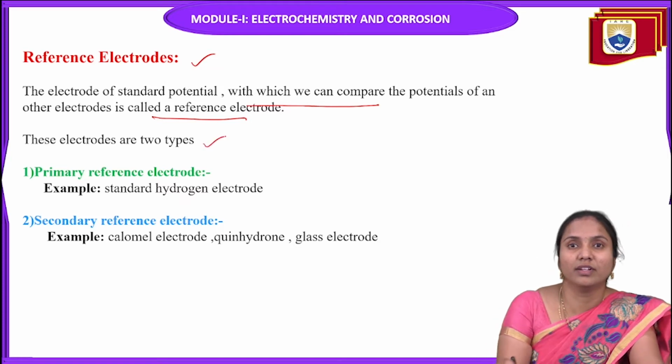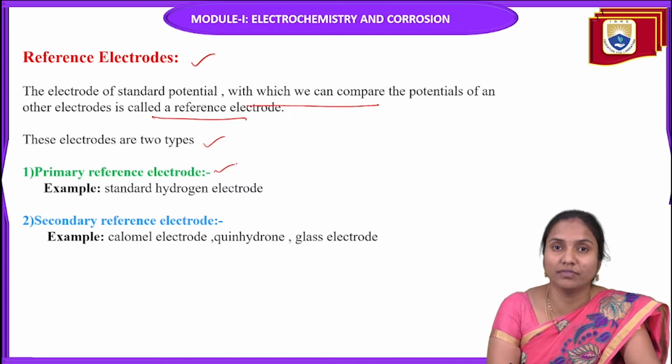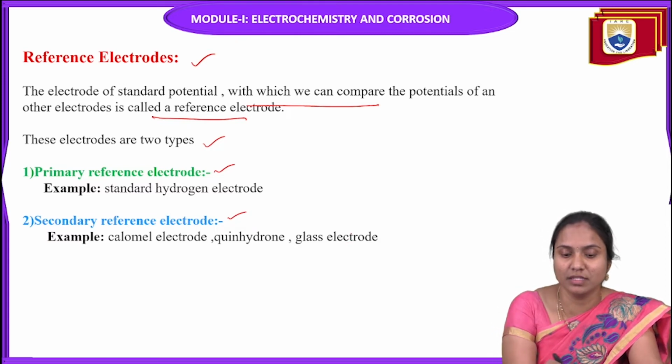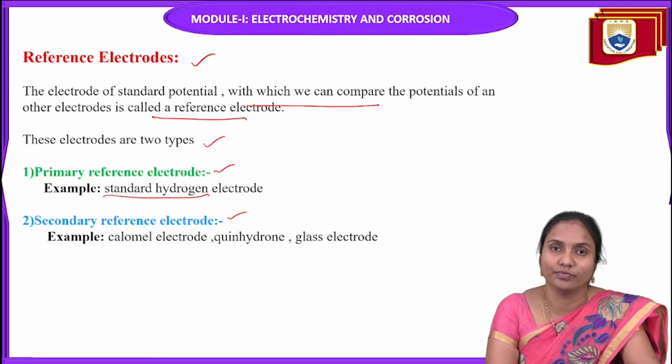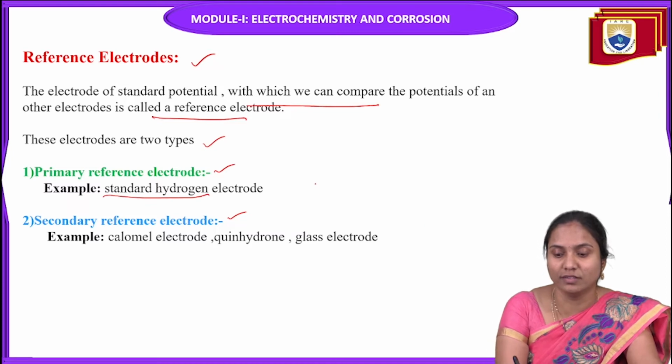Here, these reference electrodes are classified into 2 types. The first one is the primary reference electrode, and the second is the secondary reference electrode. For the primary reference electrode, the best example is the standard hydrogen electrode. The standard hydrogen electrode is the primary reference electrode and its electrode potential is 0 at all temperatures.